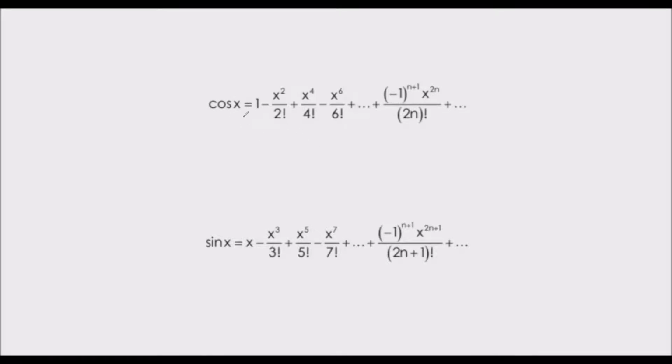Cosine x can be represented by 1 minus x squared over 2 factorial plus x to the power 4 over 4 factorial minus x to the power of 6 over 6 factorial plus dot, dot, dot, plus negative 1 to the power of n plus 1 times x to the power of 2n over 2n factorial plus dot, dot, dot. So since this is an infinite series, although it can be used to evaluate the value of a function or whatnot, it's never going to be entirely accurate because you'll never be able to plug in every single value of x into every single term of this sequence because it's infinite.